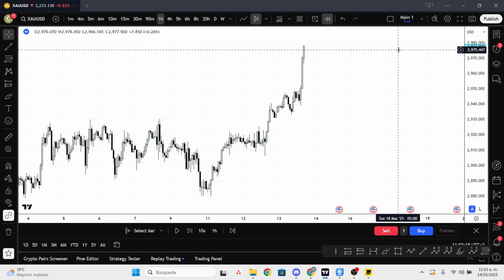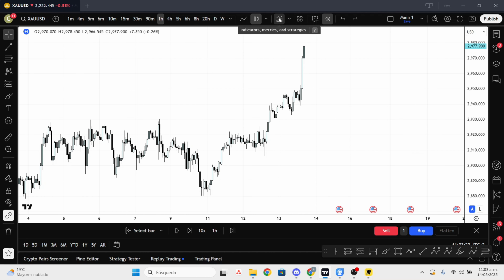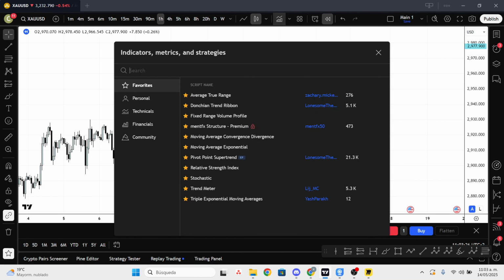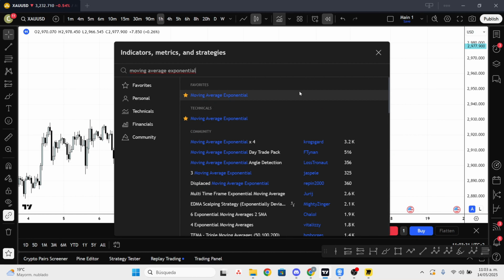Okay, now we're gonna set it up on a chart and see what it looks like. First, we click on here, indicators, metrics, and strategies. We type moving average exponential, and we click on here. Since we're gonna use 4 EMAs for this video, we're gonna click 4 times, or you can just use this one. We're gonna click 4 times, and you can see how the EMAs are set up. You can only see one because each one of these is the same EMA, which is the 9, I believe, but we're gonna change that in a moment.